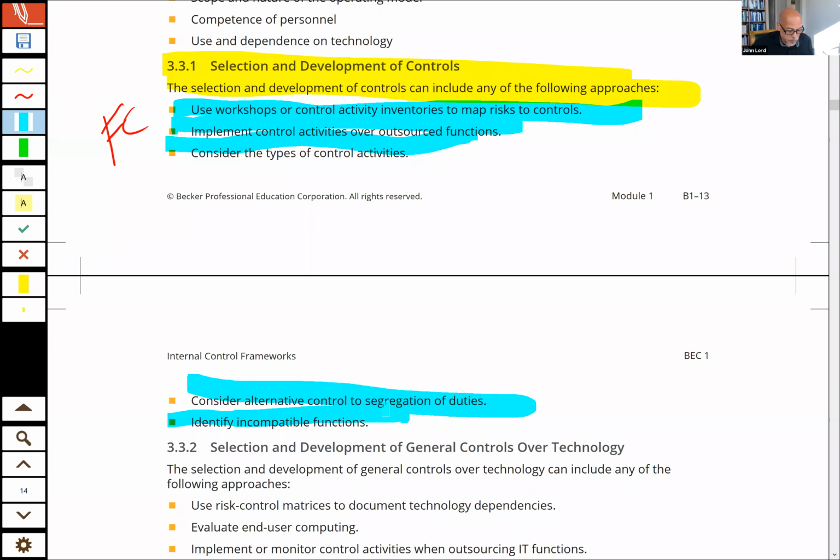Question. When they say incompatible functions, what do they mean by that? Is that getting at segregation of duties? Yes. So we are supposed to segregate, and we'll talk about this a little bit more. I think it's in the enterprise risk management discussion that they finally raise these up. But yeah, we're talking about the authorization, custody, and record keeping.